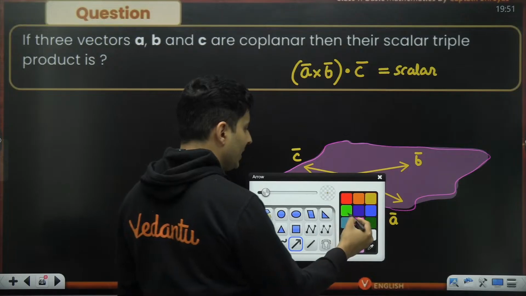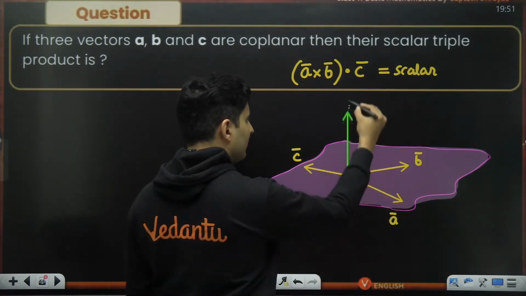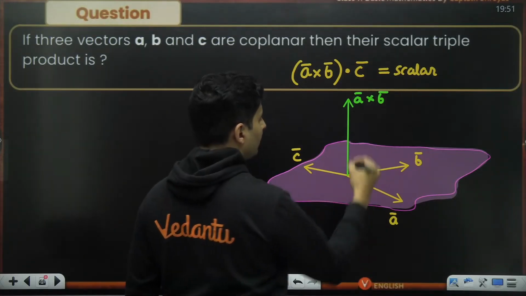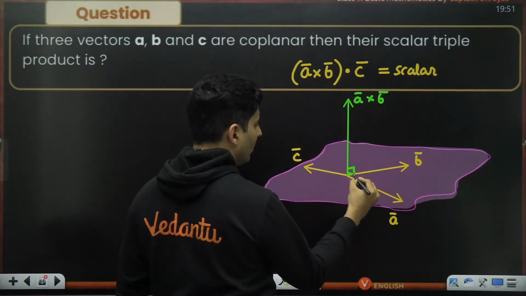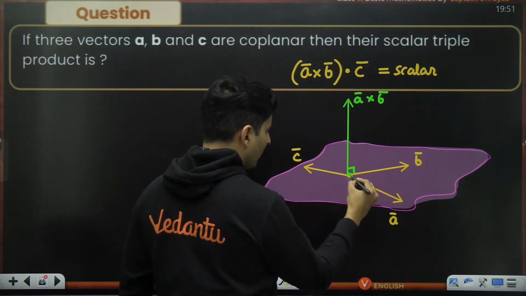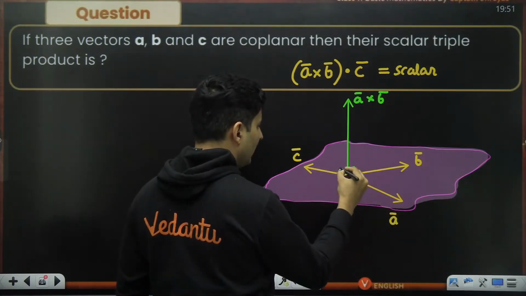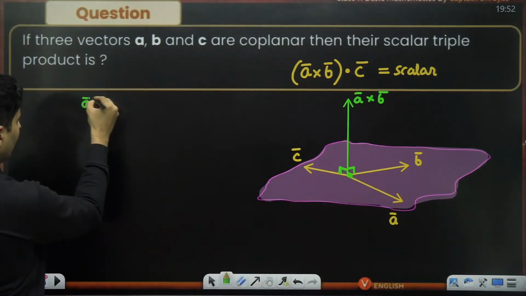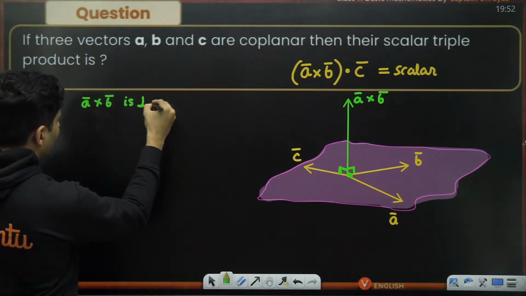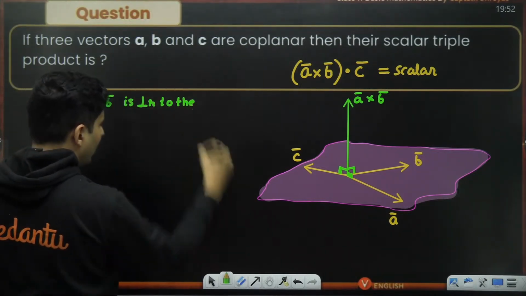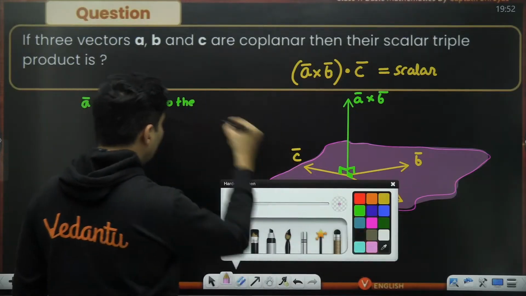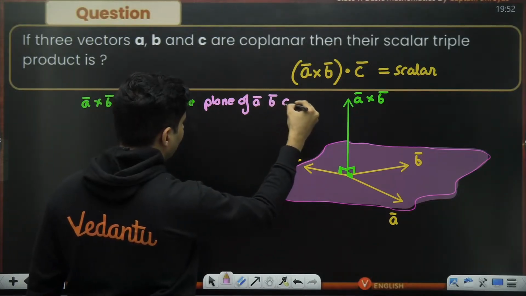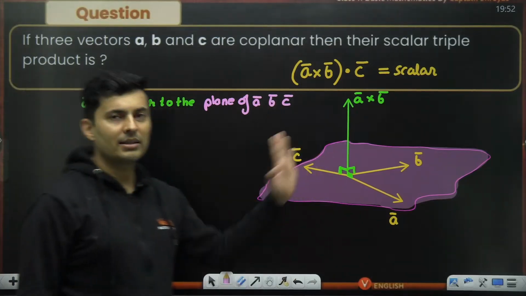A cross B will be nothing but this particular vector like this. A cross B will not only be perpendicular to B, it will also be perpendicular to A. Not just that, it will also be perpendicular to C. It will be perpendicular to the entire plane. So A cross B is perpendicular to the plane itself, the plane of A bar, B bar and C bar.